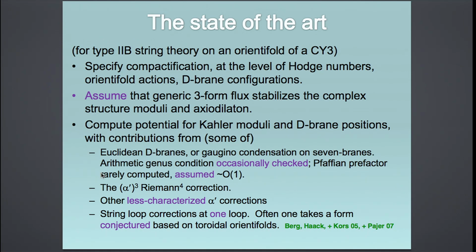A non-perturbative superpotential term from Euclidean D3 branes has a Pfaffian prefactor. It'd be nice to be able to compute that. It's a one-loop determinant corresponding to a threshold correction, effectively. That's a moduli-dependent term. It's an important contribution to the potential for the moduli fields. You'd like to be able to compute that. Usually we can't. So we model it as some order 1 function.